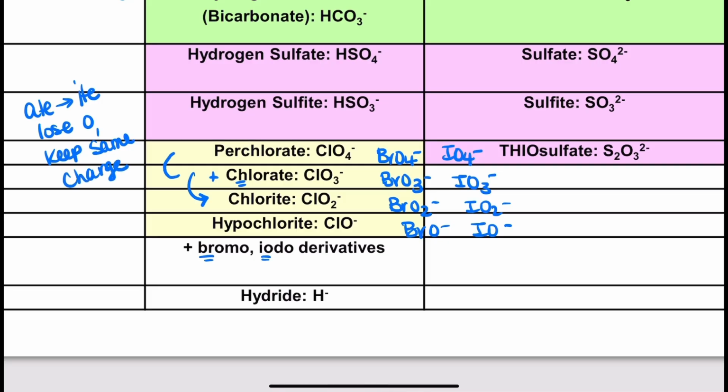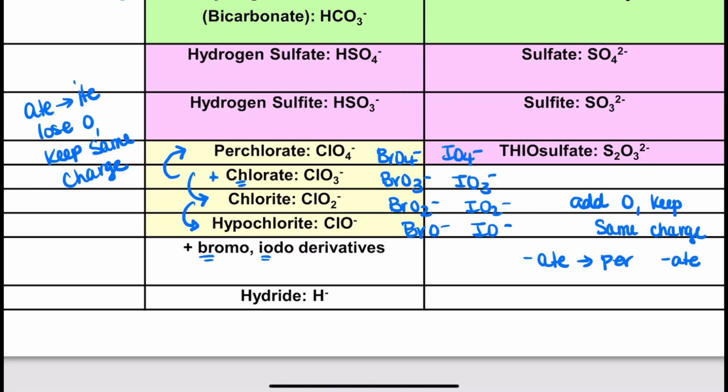Notice though, if I go from -ate and add an oxygen, but keep the charge, I go from chlorate and add per at the start of the compound to per-chlorate. So instead of chlorate, I have perchlorate. All I've done is add an oxygen, but I've kept the same charge.